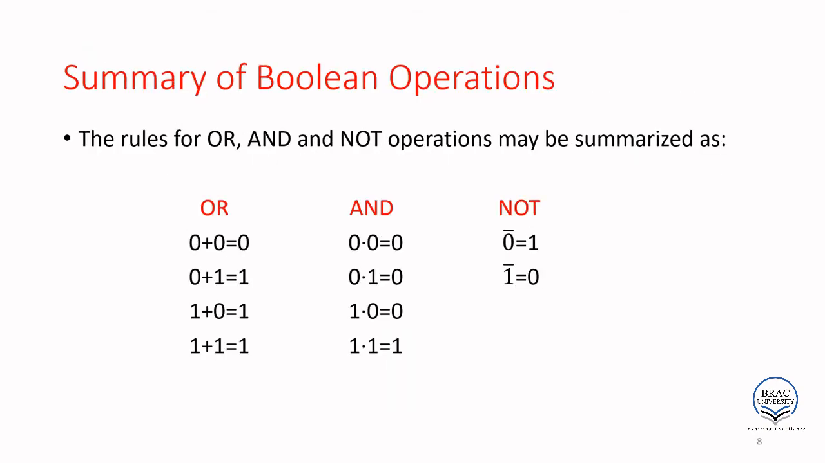Summary of Boolean operations. The rules for OR, AND and NOT operations may be summarized as follows. If you look at the OR operation, you can see 0 plus 0 is 0, 0 plus 1 is 1, 1 plus 0 is 1, 1 plus 1 is 1. It's not really plus, it is OR. So you can see it is 0 when both of the inputs are 0. Both of the inputs are 0, the output is 0, otherwise it is high.